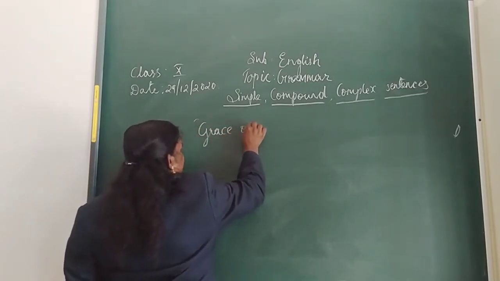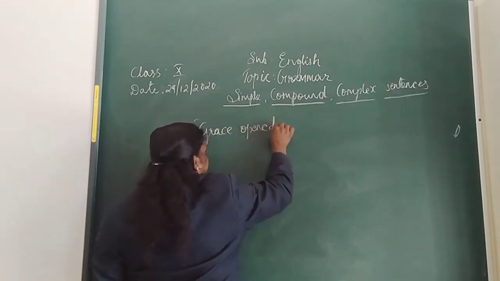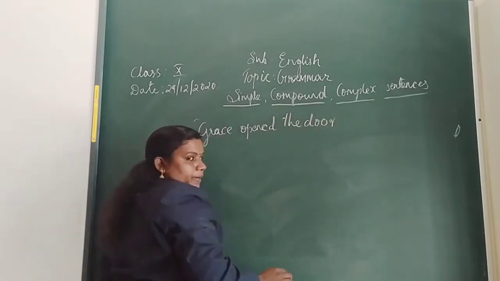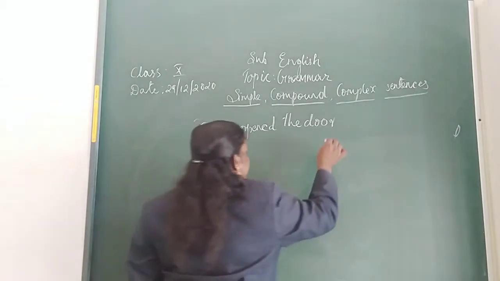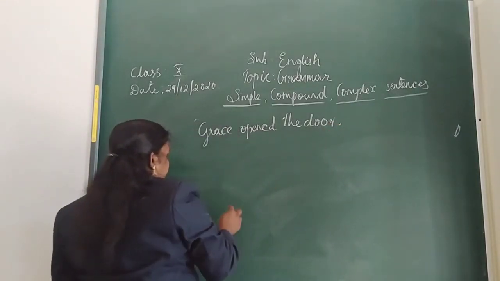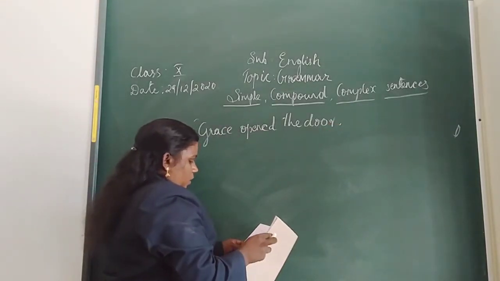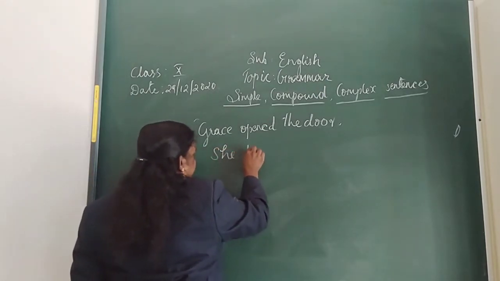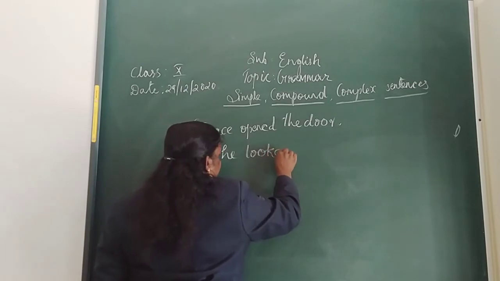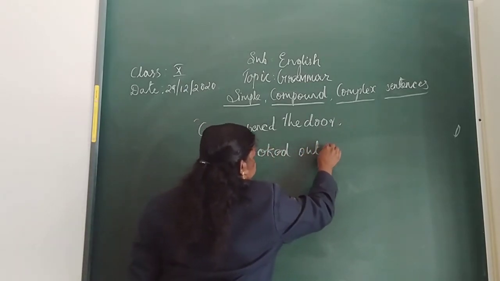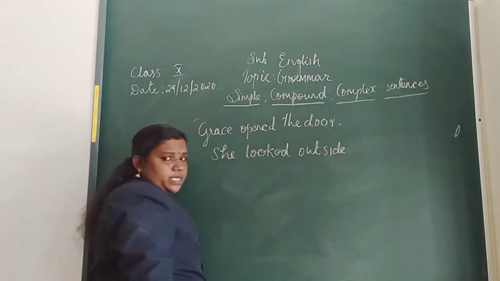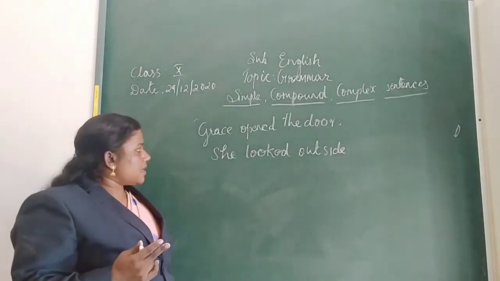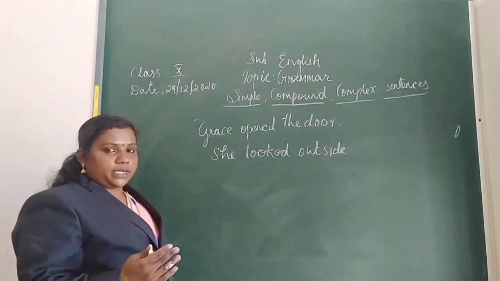Grace opened the door. Okay, full stop. One more idea I will write here. She looked outside. Here you see, students, two sentences I have written here. Two sentences. Grace opened the door.